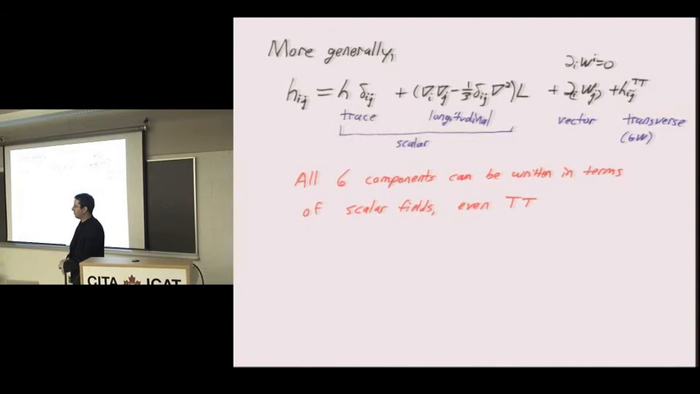So you can try to do that, but it's not rotationally invariant. So for example, it comes back to this. In the Fourier representation, the two polarization states are plus and cross.